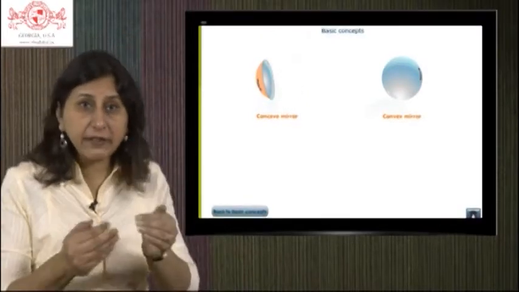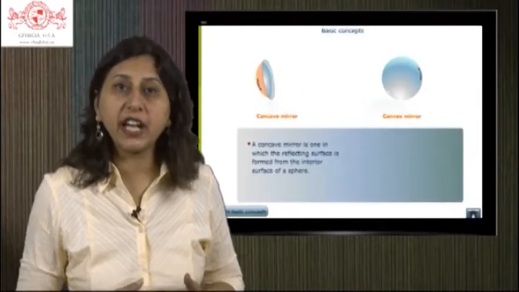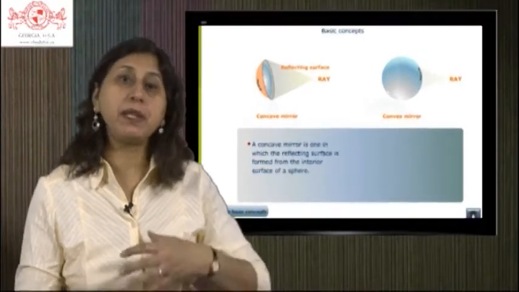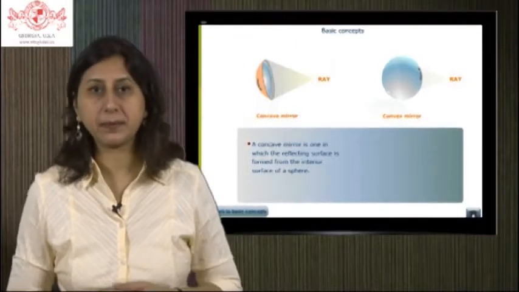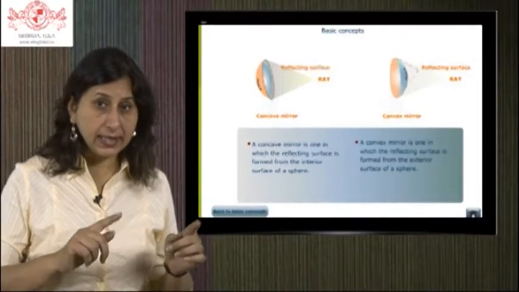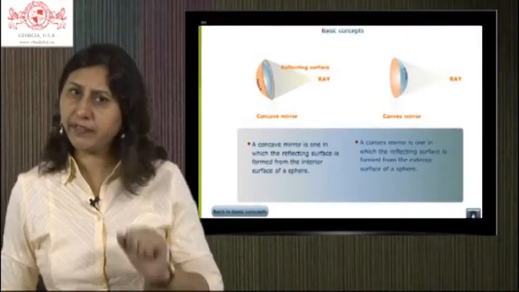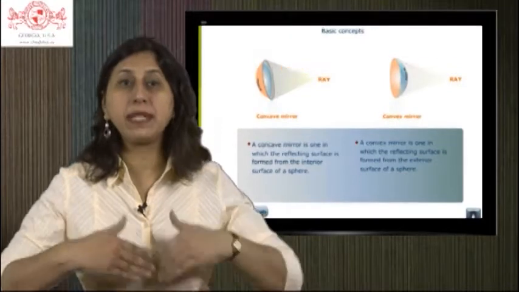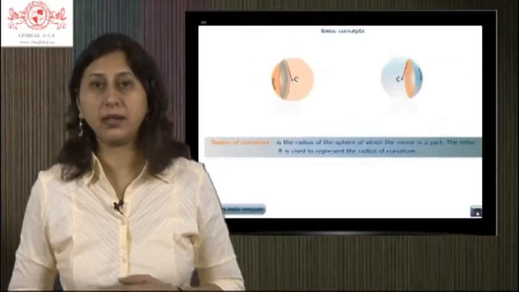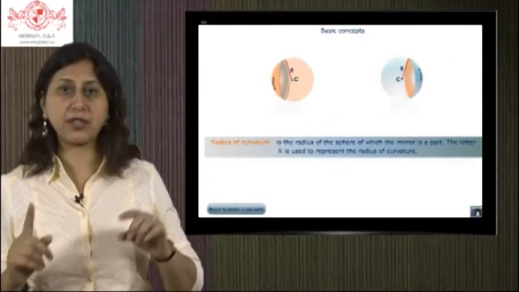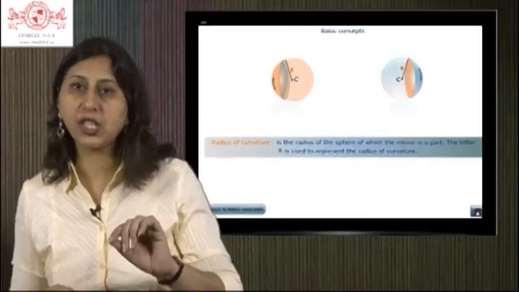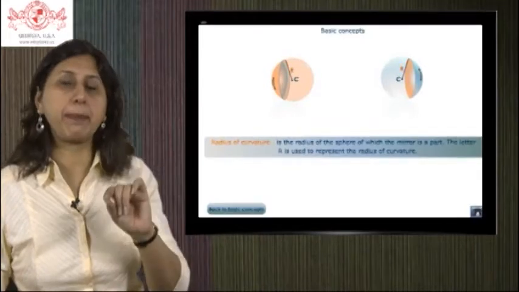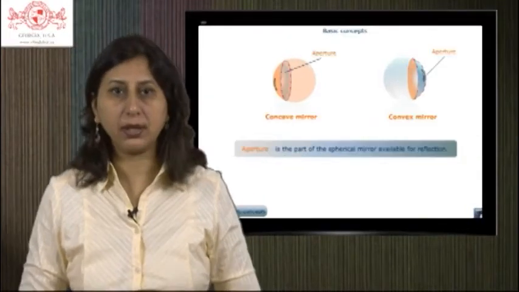Concave means curving inwards. A concave mirror is one in which the reflecting surface is formed from the interior surface of a sphere. Convex means curving outwards. A convex mirror is one in which the reflecting surface is formed from the exterior surface of a sphere. Radius of curvature is the radius of the sphere of which the mirror is a part. The letter R is used to represent the radius of curvature.